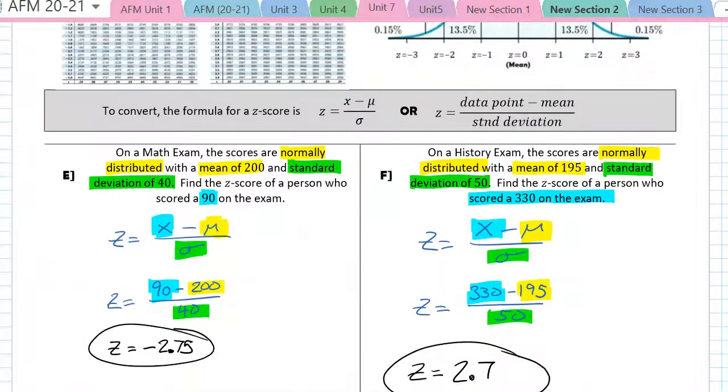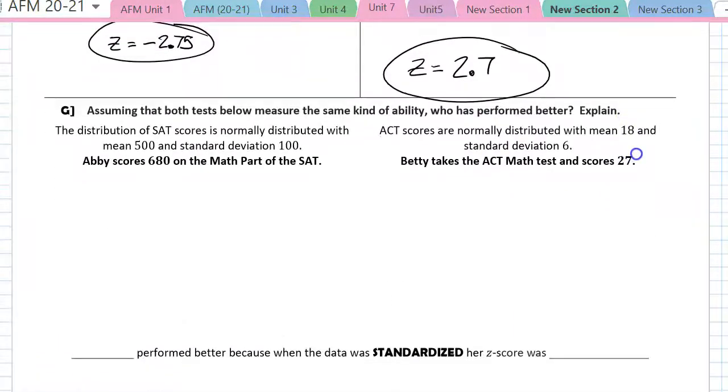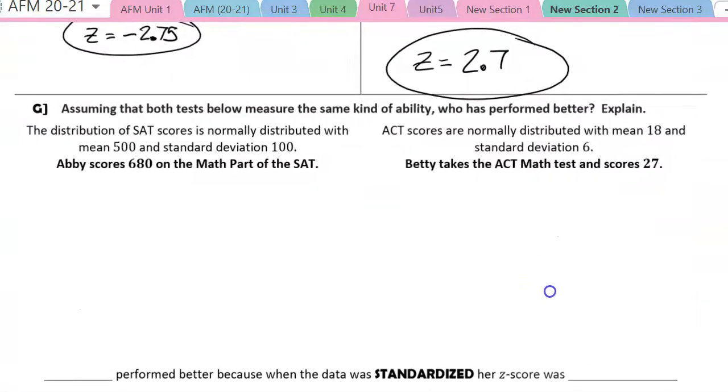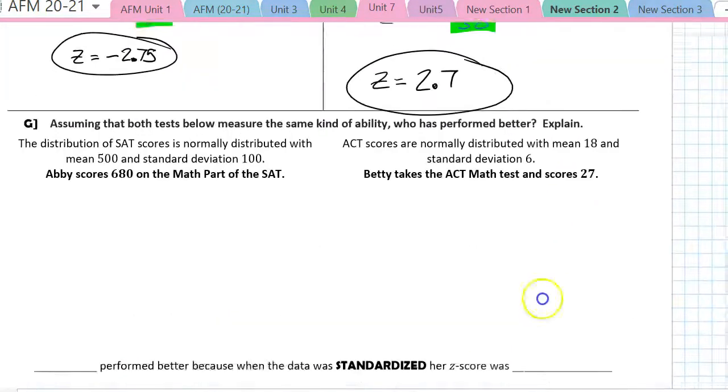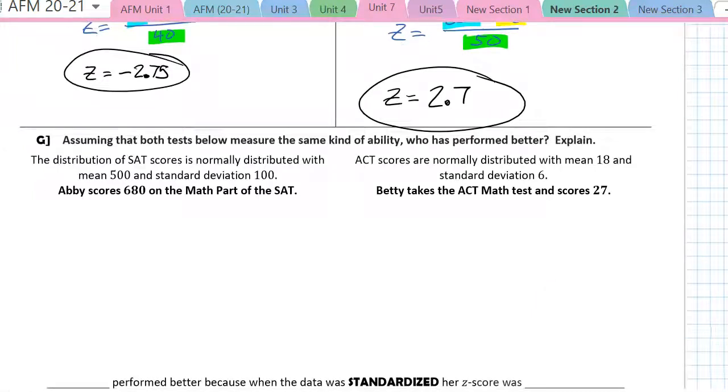Now, the real power of z-scores is that it allows us to take data that come from two different sources and actually compare them. So in this particular case, we have two scenarios. We have Abby, who took a math test on the SAT, and Betty, who took a math test on the ACT. They're two different tests, two different types of scores. How do I know who did better? You would think the bigger number, but again, they're two different scoring systems. How do we go about doing that?